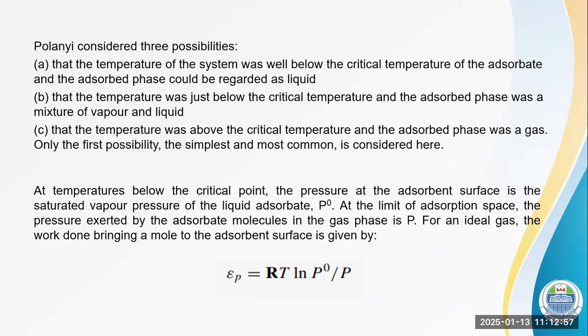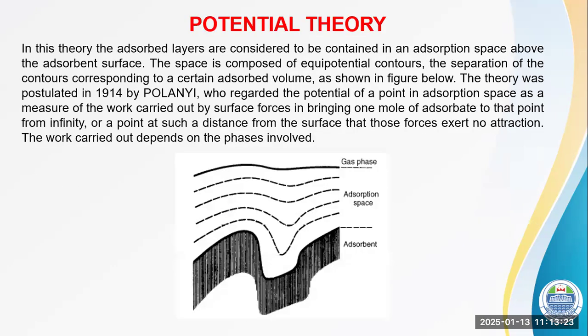So at the limit of adsorption space, the pressure exerted by the adsorbate molecules in the gas phase is P. So for an ideal gas, you have the work done given by epsilon P equals RT ln P naught over P, at constant temperature, where P naught is the vapor pressure and P is the gas phase pressure. Okay, so here we have the gas phase, the adsorbent.